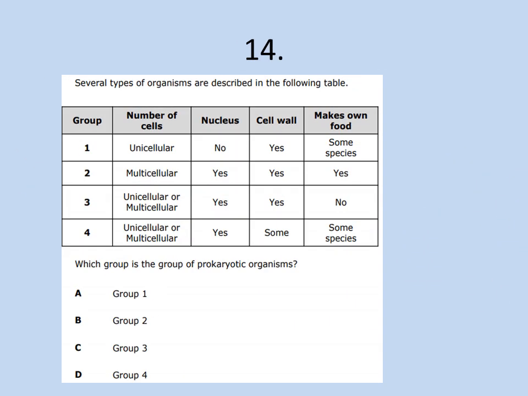Number 14. Several types of organisms are described in the following table. Which group is the group of prokaryotic organisms? A. Group 1. B. Group 2. C. Group 3. D. Group 4.